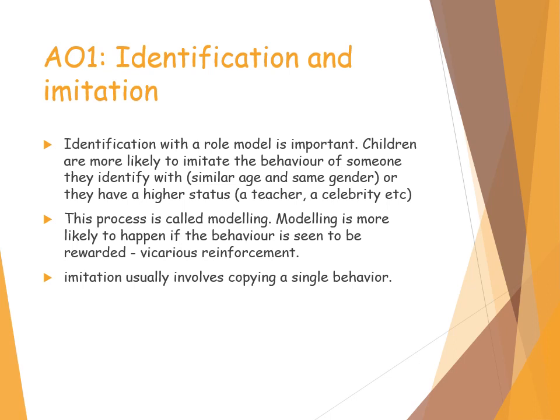So identification and imitation. Identification with a role model is important, and children are more likely to imitate and identify with someone of a similar age or gender, or someone that has a higher status than them. So it could be a teacher, a police officer, or a celebrity. Now that process is called modelling, and modelling is more likely to happen if the behaviour is seen to be rewarded, vicarious reinforcement. Imitation is slightly different. That usually involves copying a single behaviour.